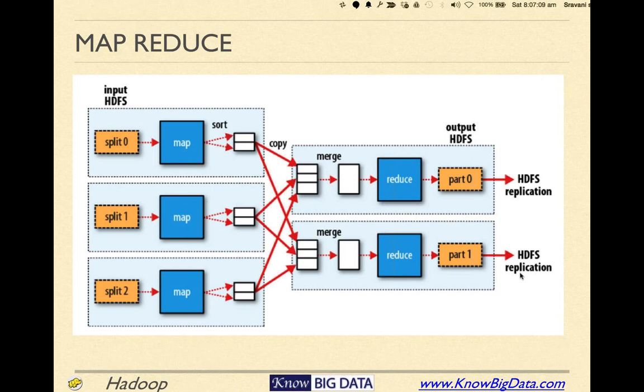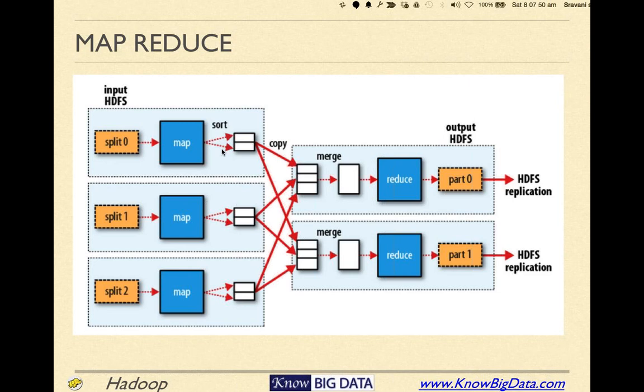Let me repeat it here. You have your input data lying in these blocks: block number one, block number two, block number three. Those blocks get converted into one line at a time, and that line goes to the mapper. The mapper converts it into keys and values. Key is the basis for all the sorting, and the value is what you want to bring together for the keys.